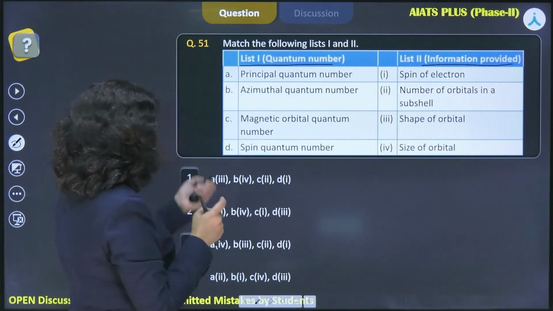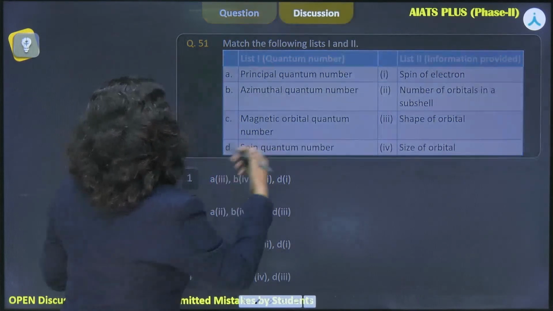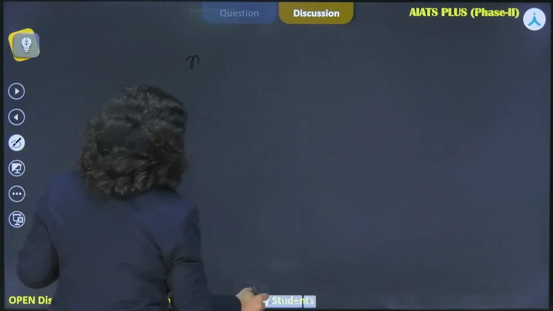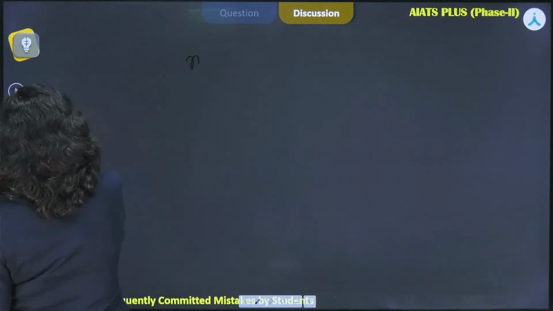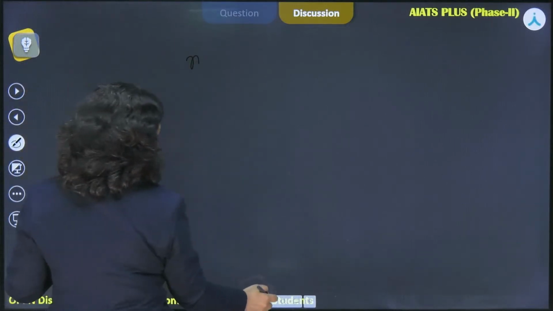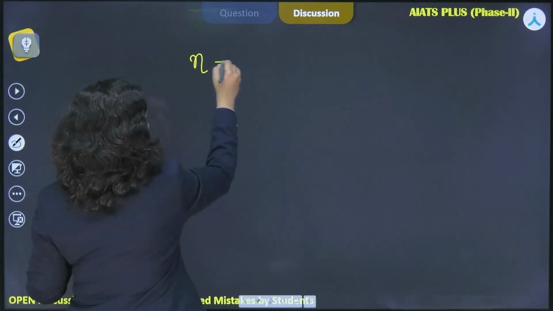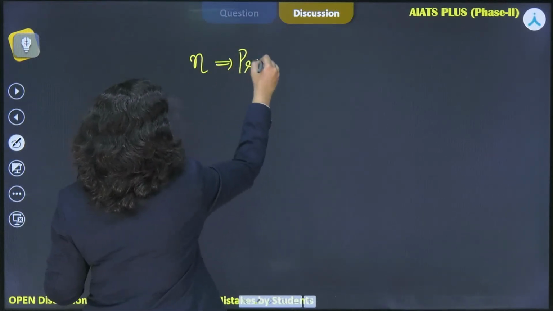Okay, so option 3, that I need to check. So what I'll be telling you here is that the principal quantum number, that we represent with the help of the alphabet N. This is the principal quantum number.